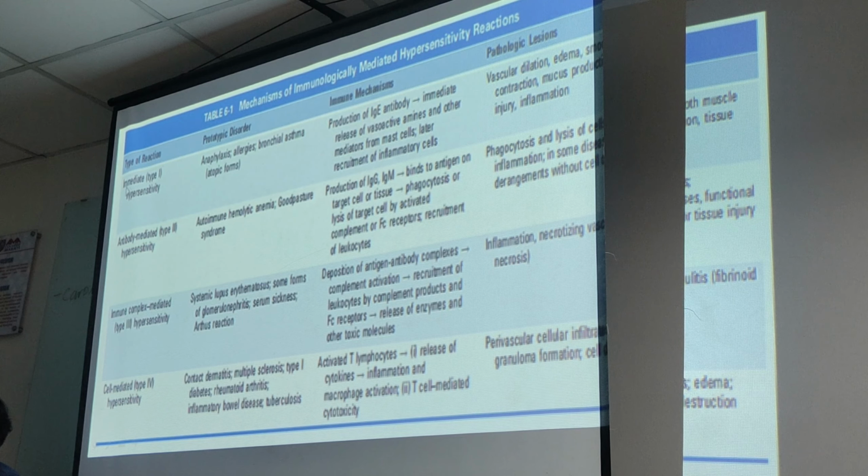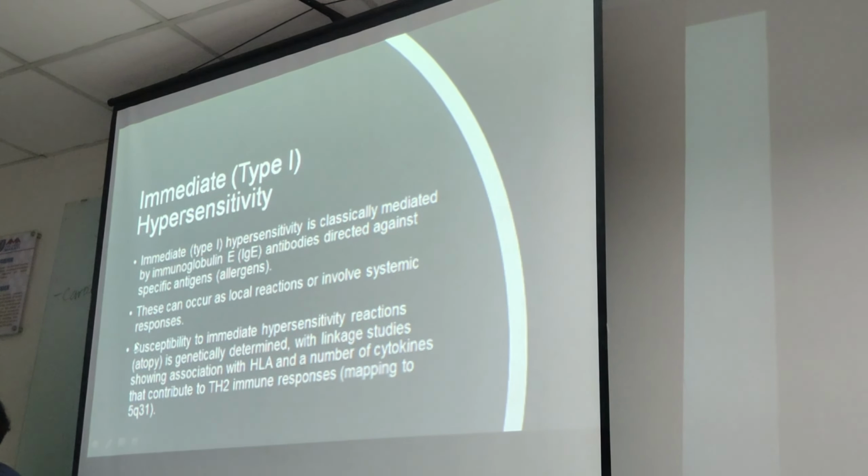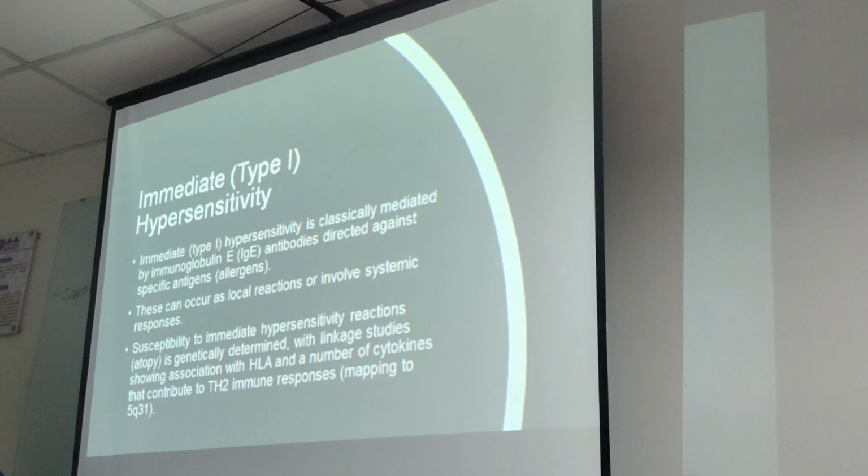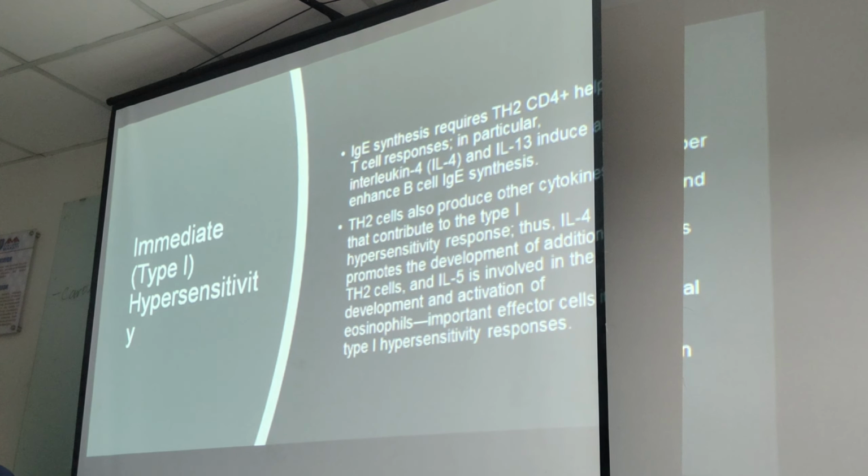You have 4 types. Type 1 is immediate, type 2 is antibody-mediated, type 3 is immune complex-mediated, and type 4 is delayed type or cell-mediated. Let's start with type 1. Type 1 is also called immediate type, and it's classically mediated by IgE antibodies. It is directed at specific antigens, more commonly your allergens. So this can occur as a local reaction or involve systemic responses. Susceptibility to this type of reaction has a genetic link, so therefore allergies have genetic predisposition.